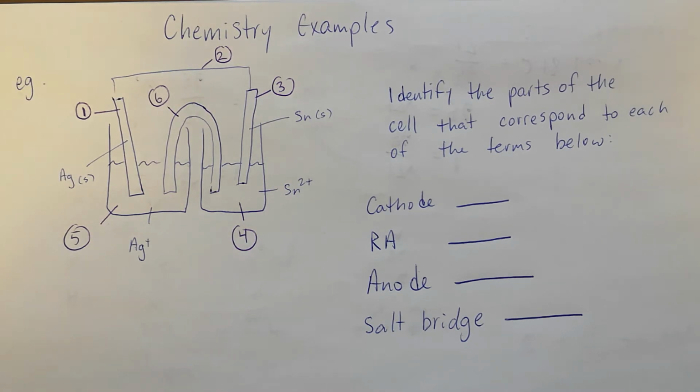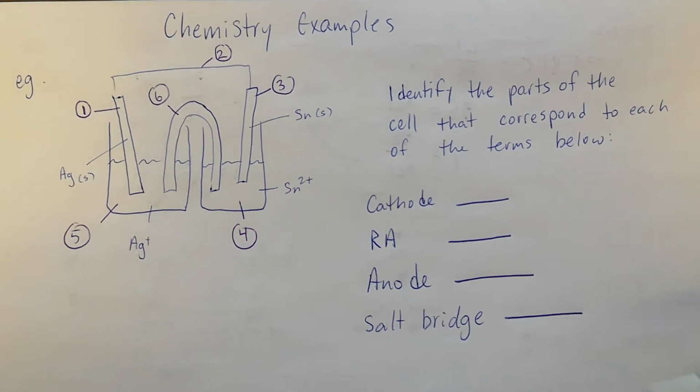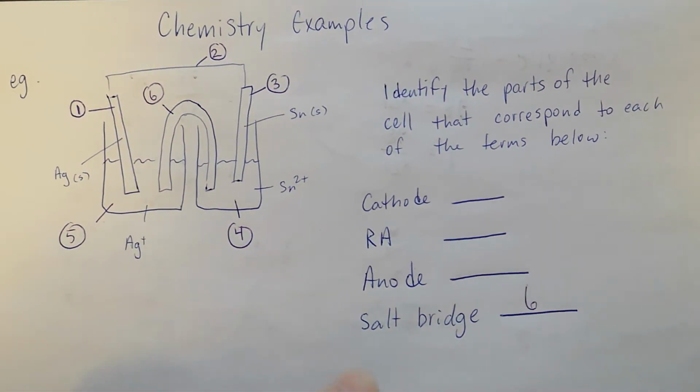So I've asked us to identify the parts of the cell that correspond to each of the terms. If I look at the cell there, I see it's a silver tin cell. The numbered parts are the electrodes, the electrolytes, the salt bridge, the wire. I'm hoping all of that is really familiar to you. Maybe I'll start by numbering the salt bridge. That's easy. That's number 6. Everyone's going to get that right.